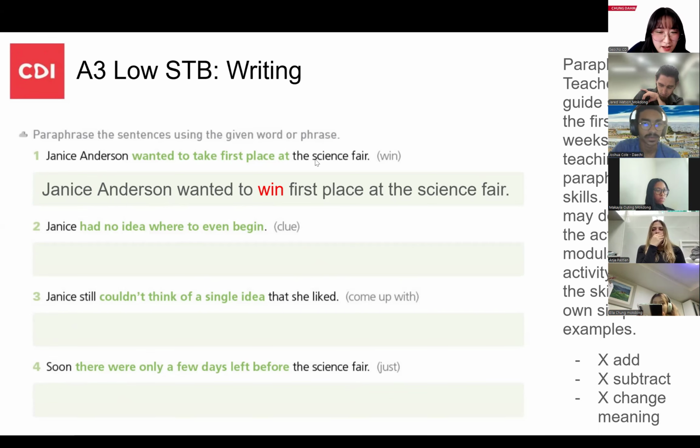So, for example, the first sentence is Janice Anderson wanted to take first place at the science fair, but we need to incorporate win somehow into the sentence and paraphrase it in our own words. So then this would change to Janice Anderson wanted to win first place at the science fair. So this is how this activity works, but I feel it's lacking in the actual paraphrasing skill. So feel free to modulate that as you see fit.